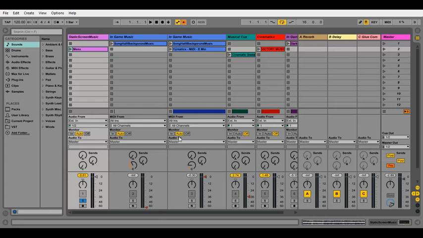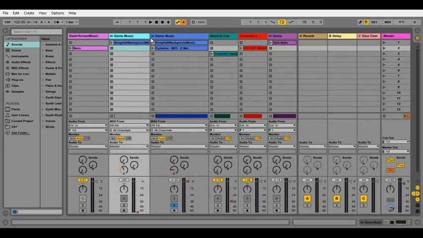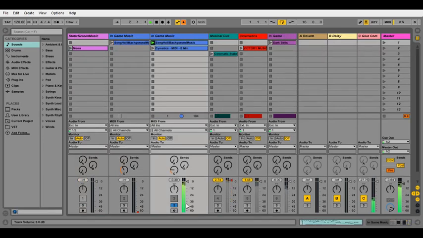For the in-game music, I'm going to use this song. And the other song in conjunction with this music is going to be played, this song.